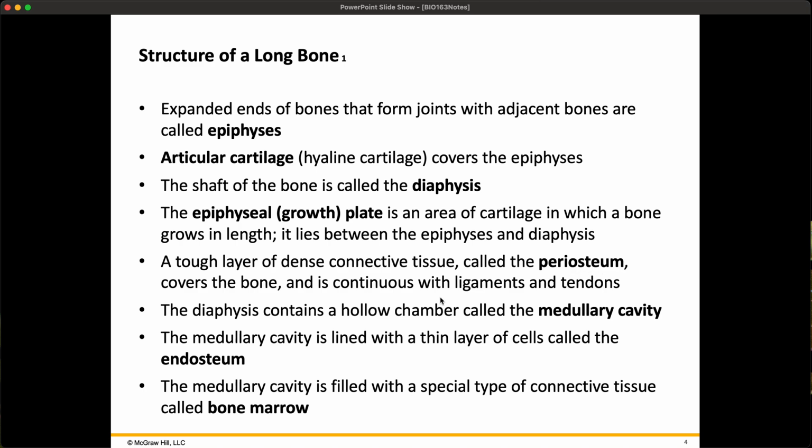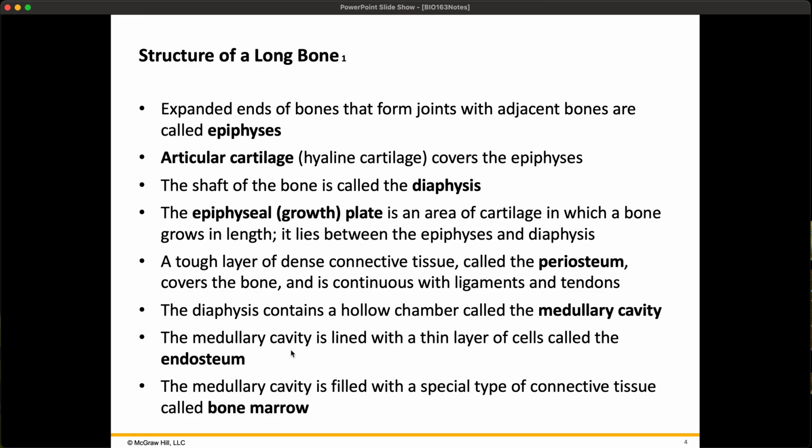That covers it, and it is continuous with the ligaments and tendons that attach to bones. So the connective tissue structures that help to hold muscles and bones together are also continuous completely with the outer covering of the bone. So when you hear someone pulling a muscle or tearing a muscle off their bone, they're literally tearing the outer covering of the bone off when they do that. It's very painful.